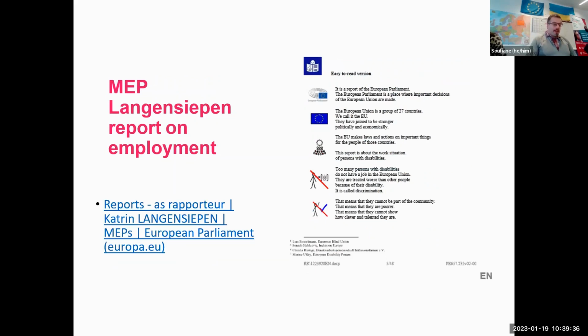MEP Katrin is a German MEP. She wrote a report on employment of people with disabilities. She did two great things with this report. First, she consulted Inclusion Europe to have information about the employment situation of people with intellectual disabilities in Europe. Then, once the report was drafted, she asked us to do a summary of the report in easy to read.